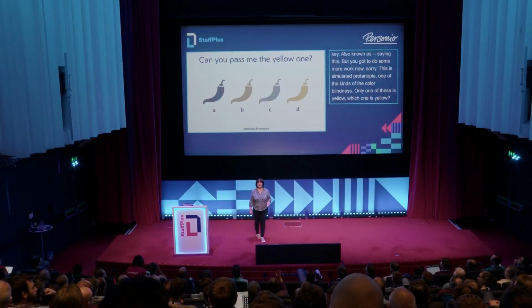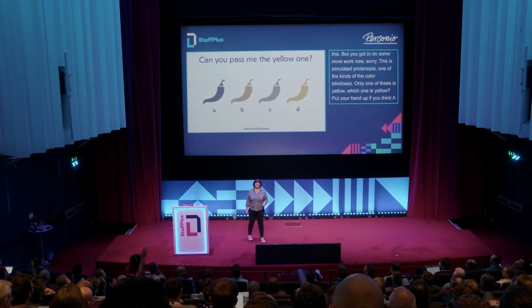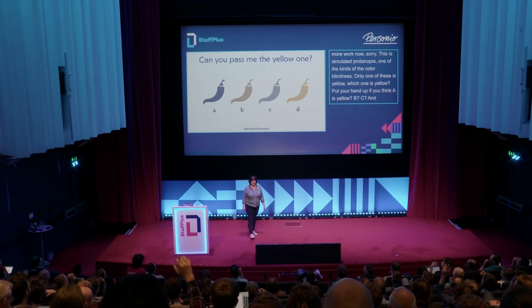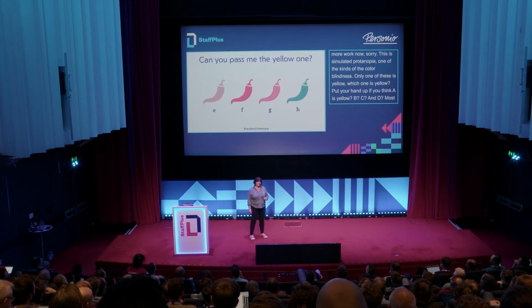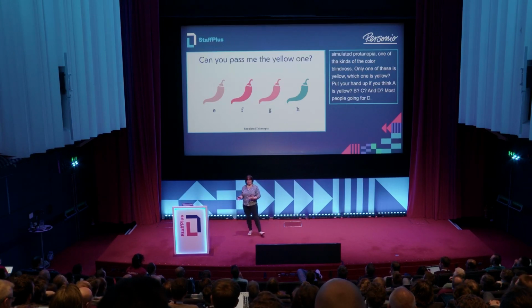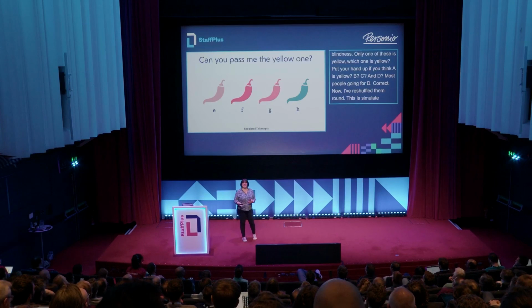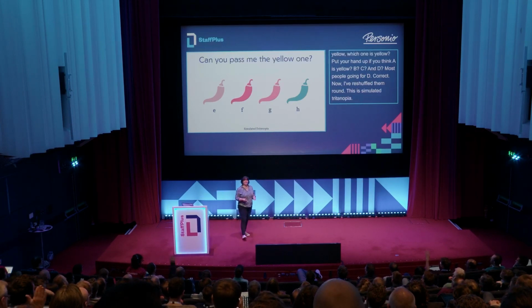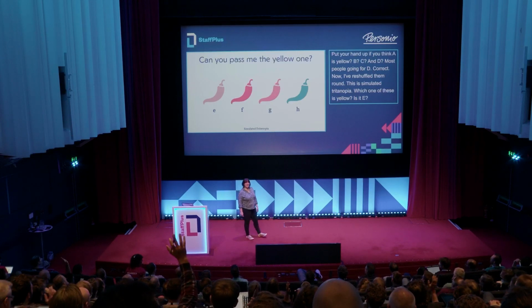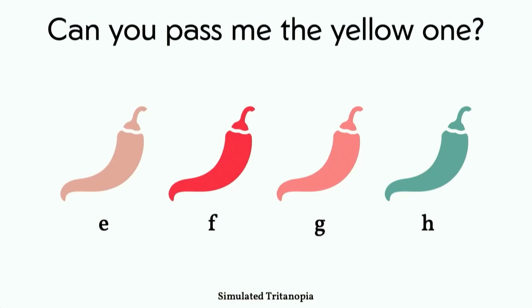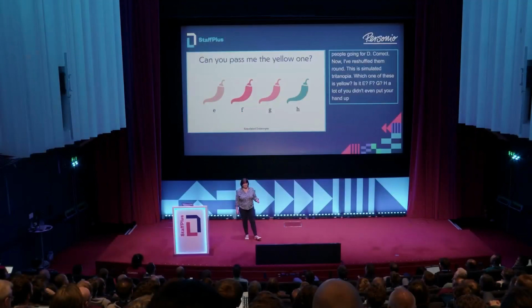B, C, and D. Most people going for D. Correct. Now, I've reshuffled them round. This is simulated tritanopia. Now, which one of these is yellow? Is it E, F, G, H? A lot of you didn't even put your hand up. But in this case, it was actually E.